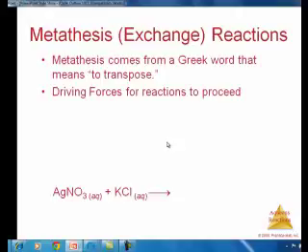Now, metathesis or exchange reactions. It's from a Greek word that means to transpose. What we have to keep in mind is, why do these reactions occur? Why do they form something? It's precisely that they do form something that there is a reaction.